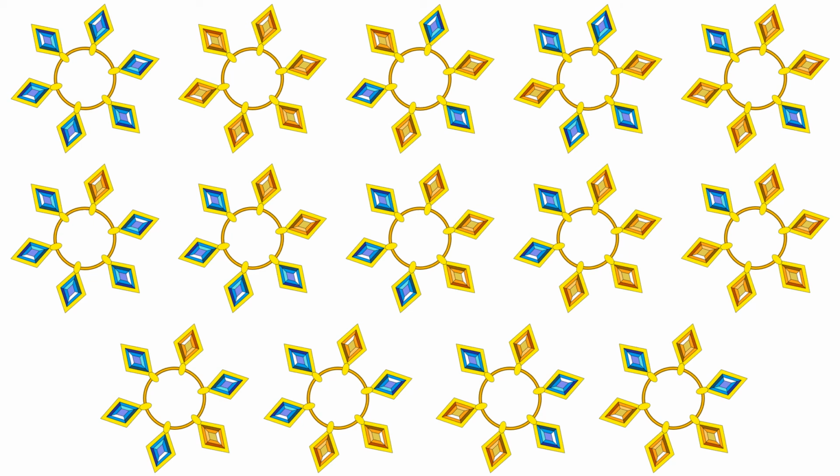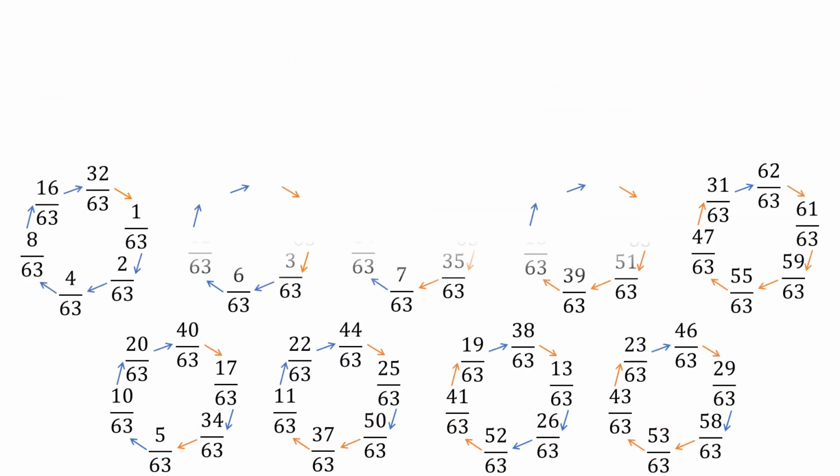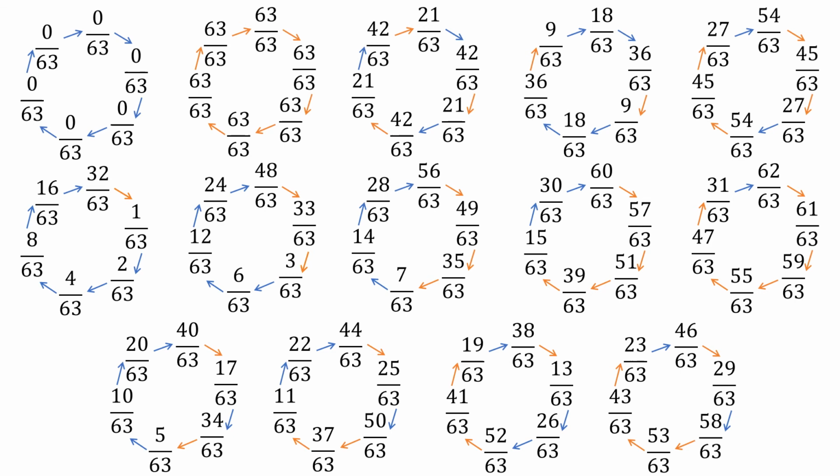Here are all of the necklaces of 6 jewels that we've seen in the last part. Now here is each cycle that corresponds to them. These are every single fraction with denominator of 2 to the power of 6 minus 1, which is equal to 63. This is what they look like when simplified.